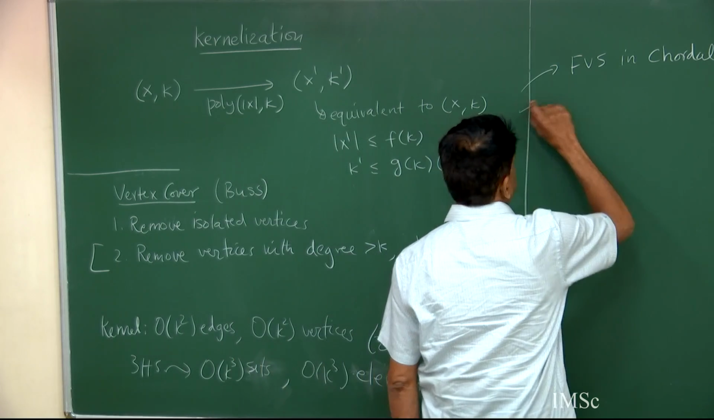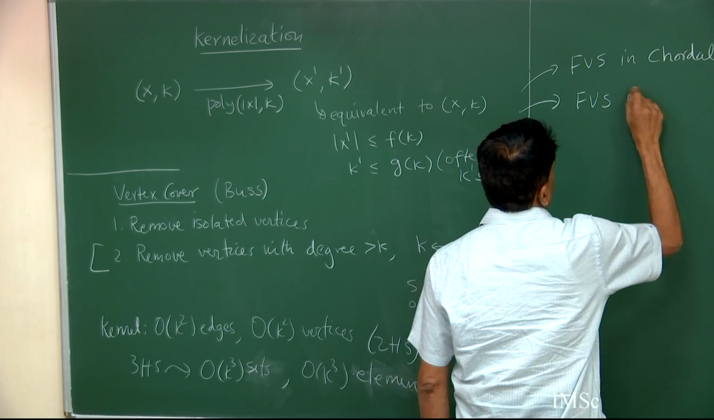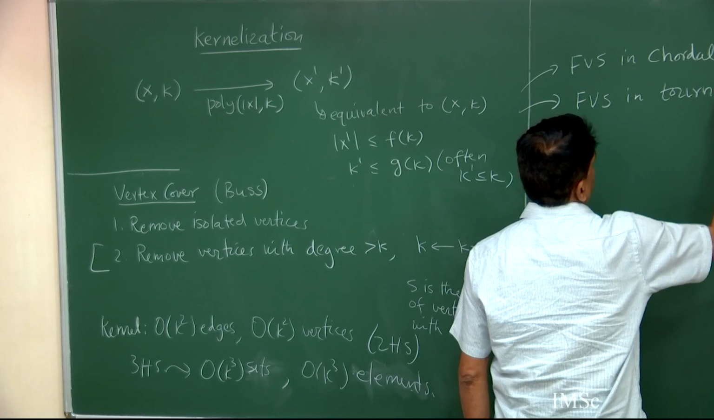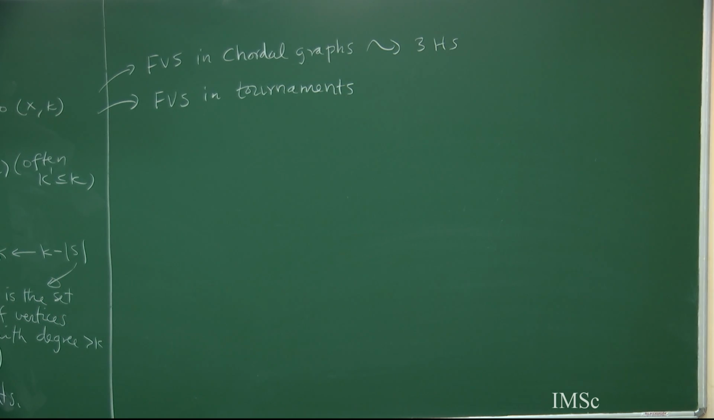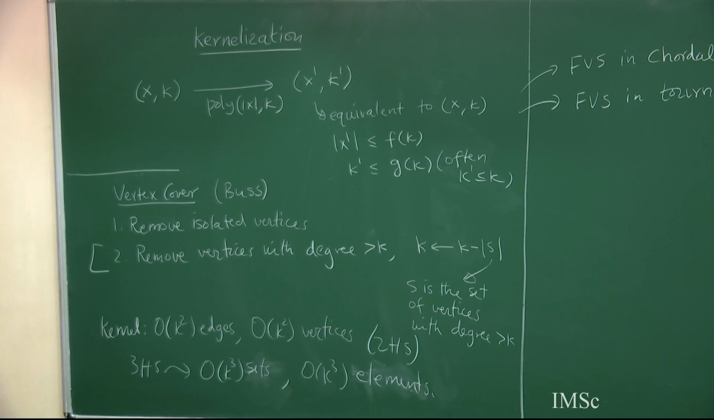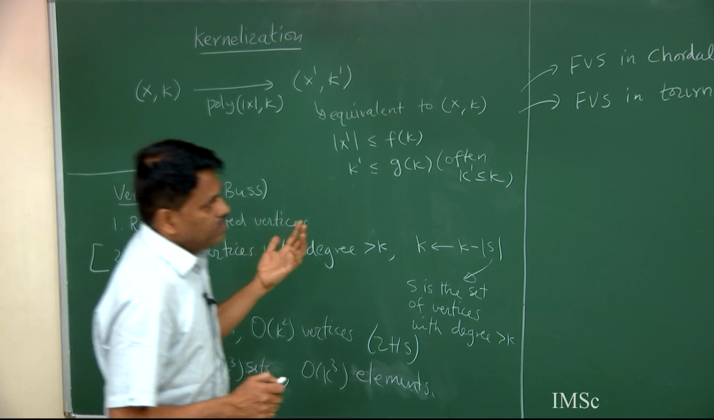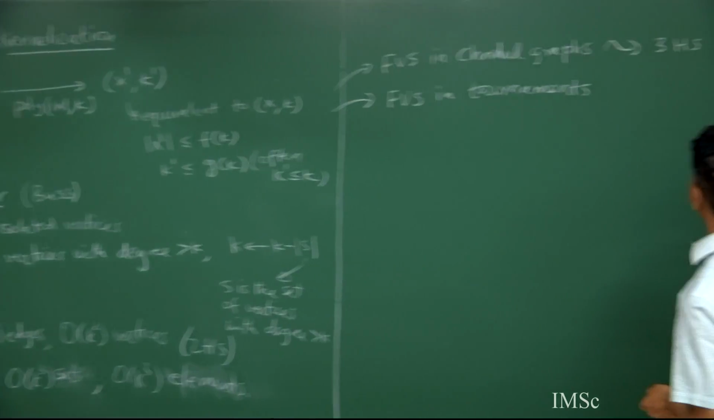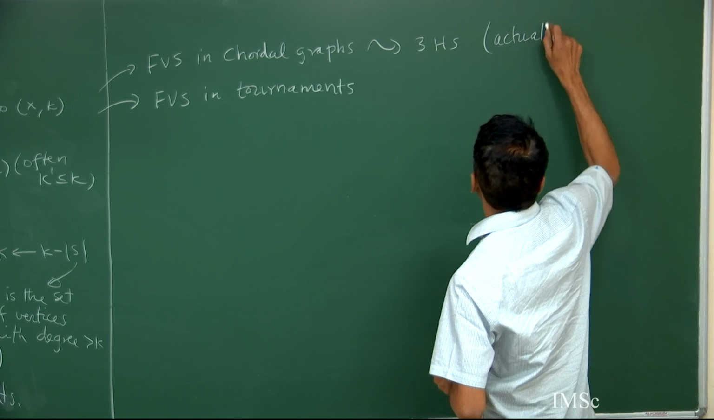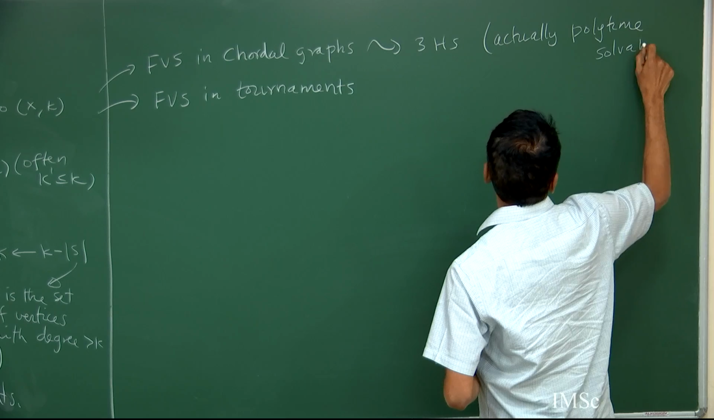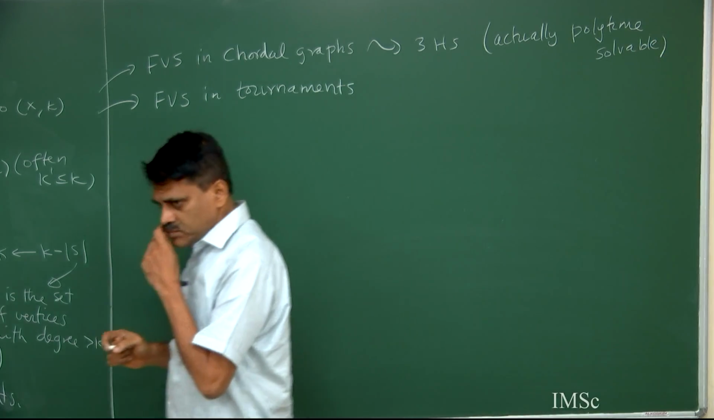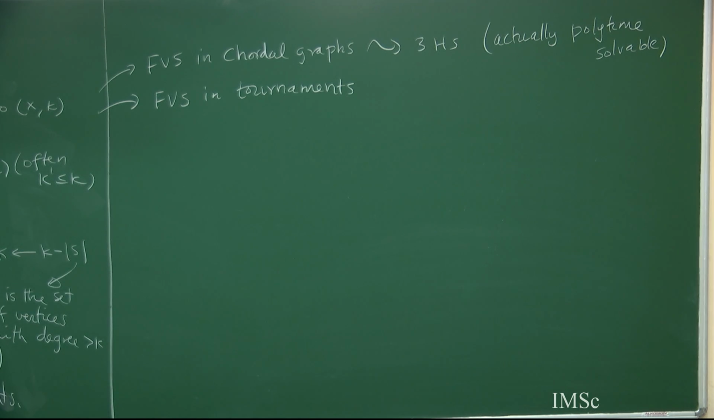And the second thing I was suggesting was feedback vertex set in tournaments. Again, you know it's the same as hitting directed triangles. Collect this family of vertex sets of triangles, hit them, use this three hitting set. So now a couple of points on this. One is that it turns out feedback vertex set in chordal graphs is actually polynomial time solvable. It's really not an NP complete problem. You can use some tree decomposition and various things to solve it in polynomial time.